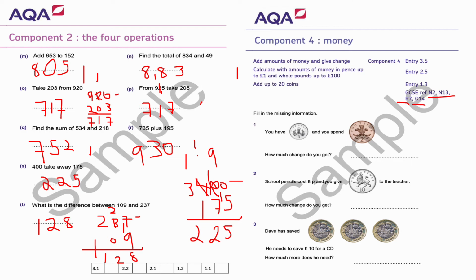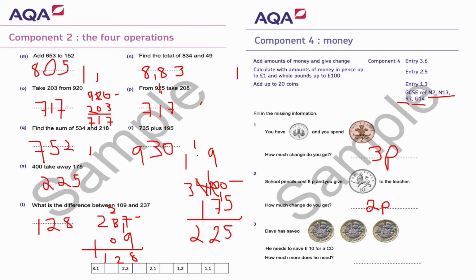Question number 1, fill in the missing numbers. You have 5 pence and you spend 2 pence. How much change do you get? Well, you get 3 pence. 5 pence take away 2 pence is 3 pence. School pencils cost 8 pence and you give 10 pence to the teacher. How much change do you get? Well, you will get 2 pence.